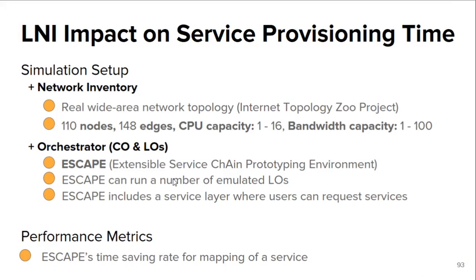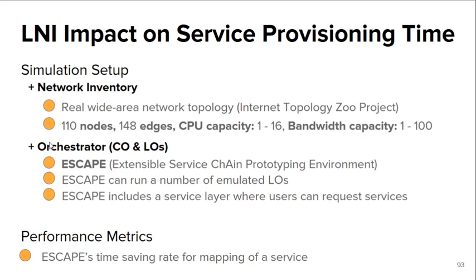We also quantify the time it takes for an orchestrator to map a requested network service considering a logical network inventory. We use a real network topology obtained from the Internet Topology subproject. Specifically, we extend the Internet route topology to represent a full network inventory. This topology contains 110 nodes connected through 148 edges. CPU and bandwidth capacity were the same values of the previous experiments.